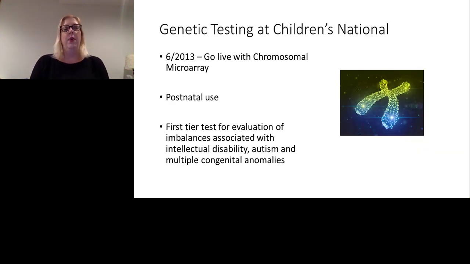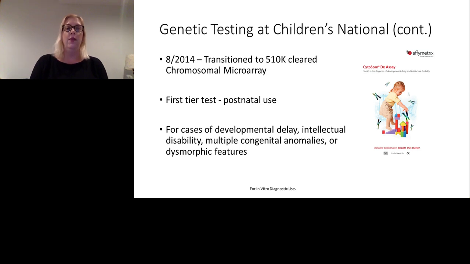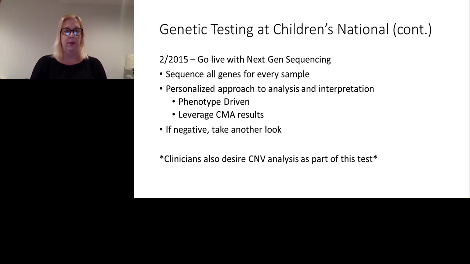In 2013, we went live with chromosomal microarray, and at that time we were using the CytoScan HD system. As we're all aware, this is a first-tier test for the evaluation of imbalances associated with intellectual disability, autism, and multiple congenital anomalies. In August of 2014, we transitioned over to the CytoScan Dx system. It's a 510(k) cleared chromosomal microarray, cleared for postnatal use for cases of developmental delay, intellectual disability, multiple congenital anomalies, or dysmorphic features.